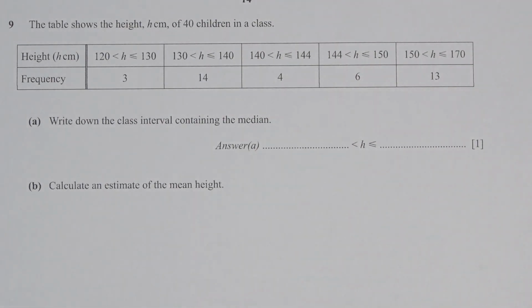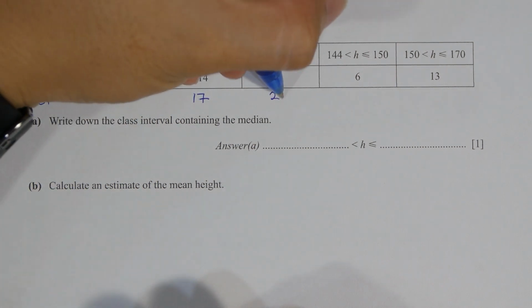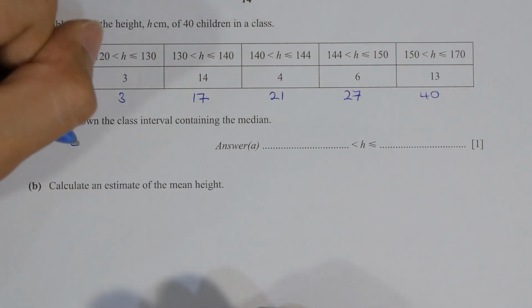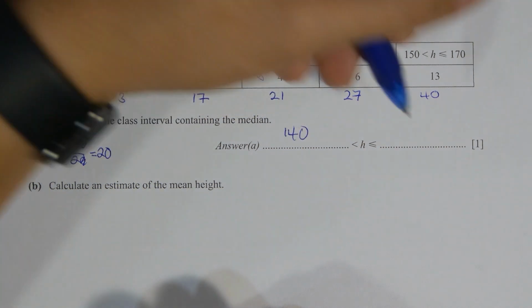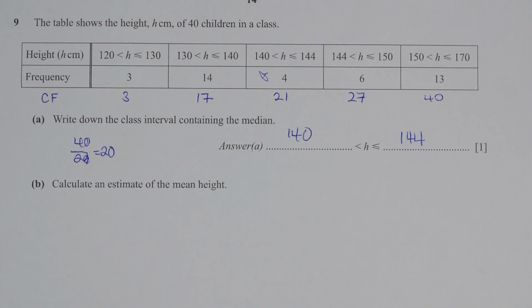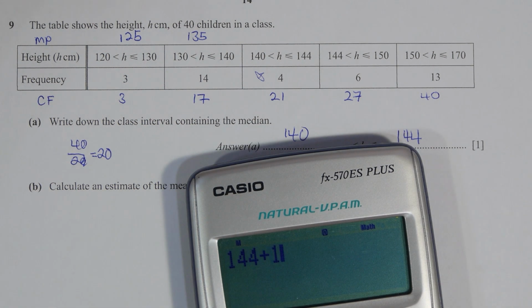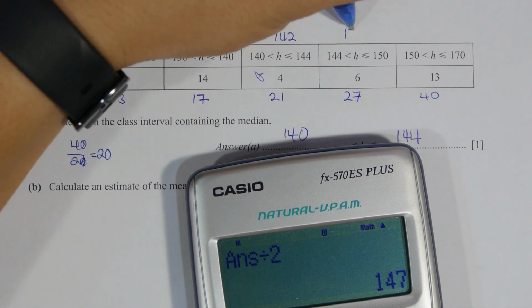For question 9, this is the typical mean, mode, median question. Write down the class interval containing the median. First you're required to find the cumulative frequency of this group. Just take 40 divided by 2, then we get 20. So you're required to find which group the 20th child falls under. It's actually the group that is less than or equal to 144, more than 140.